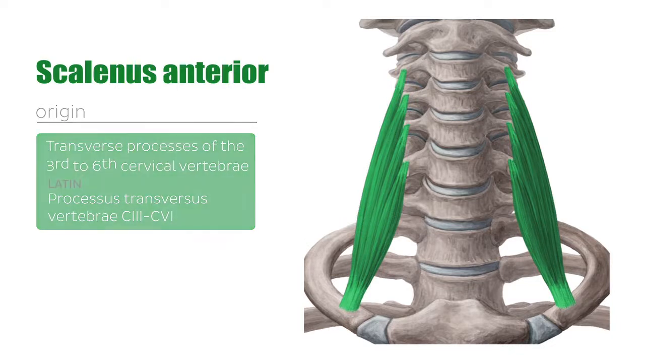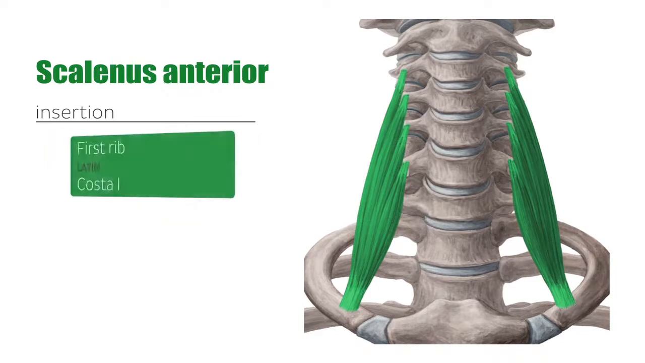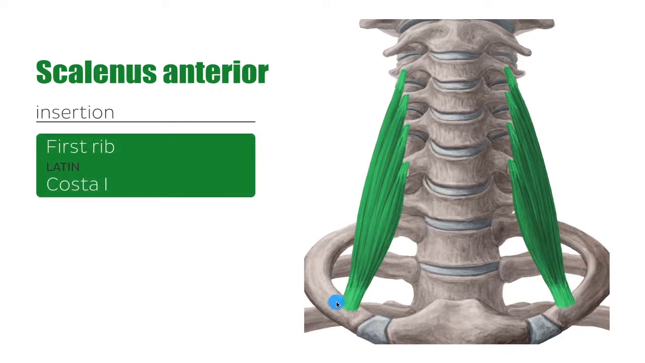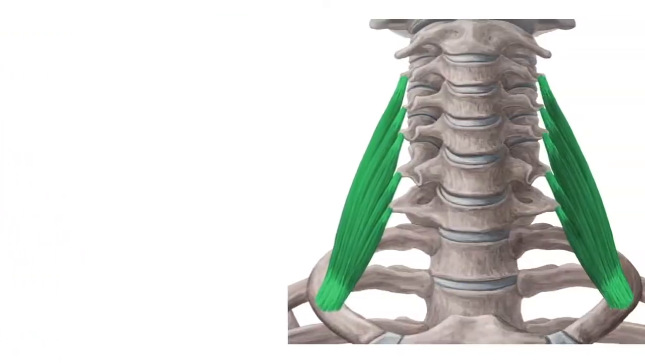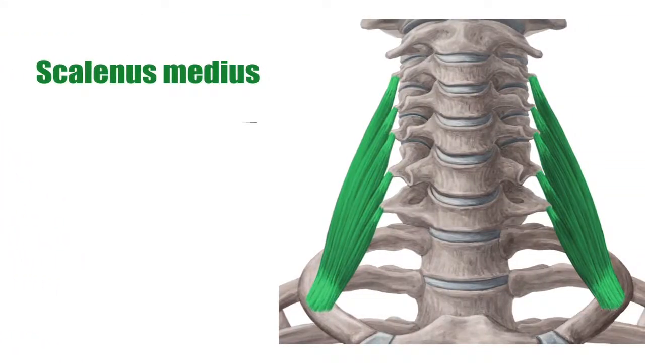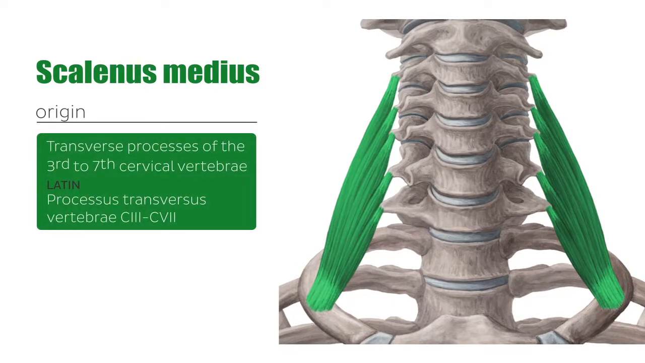And then it goes all the way to insert at the 1st rib. And you can clearly see here on this image the 2 muscles inserting on the 1st rib. The next one that we're going to be talking about is known as the middle scalene. In terms of origin points, the middle scalene starts at the transverse processes of the 3rd to 7th cervical vertebrae.